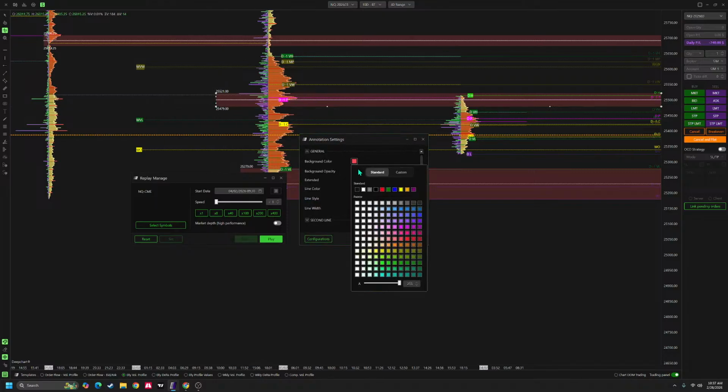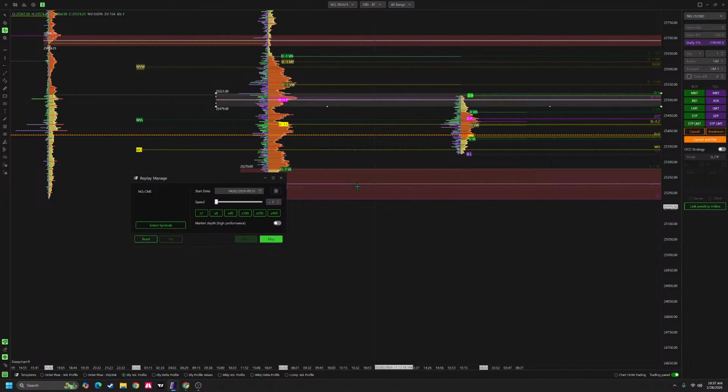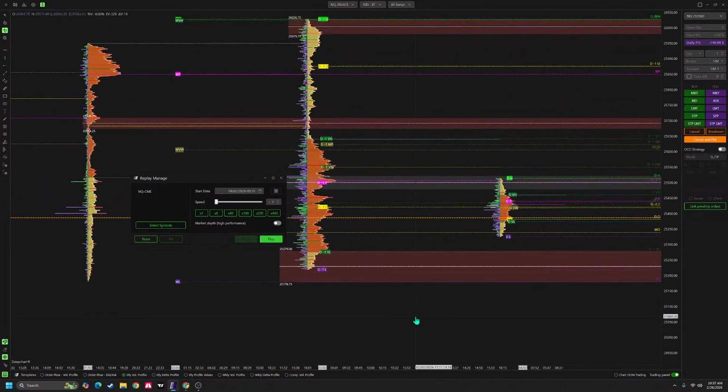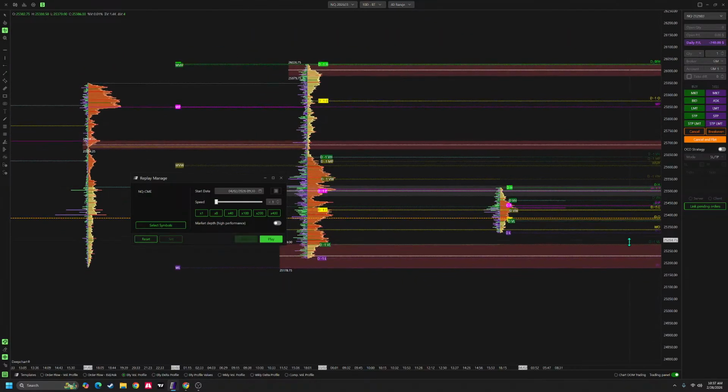So if we reject from this area, if we fail to accept higher prices, I would likely take a move away from there. Well, actually, just to get a rejection from right here to this low volume node. And if we can get above this zone, I wouldn't be opposed to taking a long up all the way to the top.